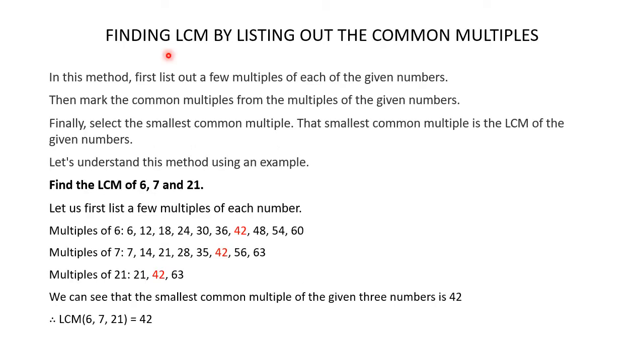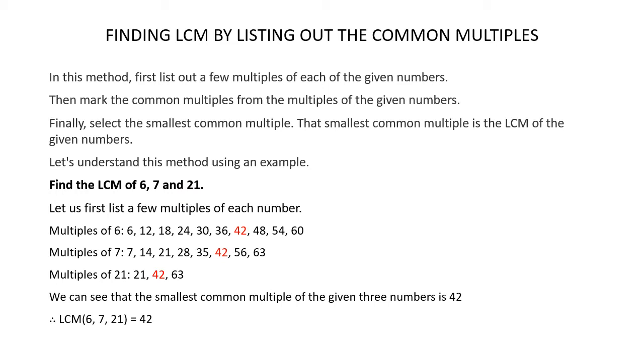Let's learn how to find LCM by listing out the common multiples. In this method, you have to first list out a few multiples of each of the given numbers. Then mark the common multiples from the multiples of the given numbers. Finally, you have to select the smallest common multiple. The smallest common multiple is the LCM of the given numbers. Let's understand this method using an example. Let's find the LCM of 6, 7 and 21.